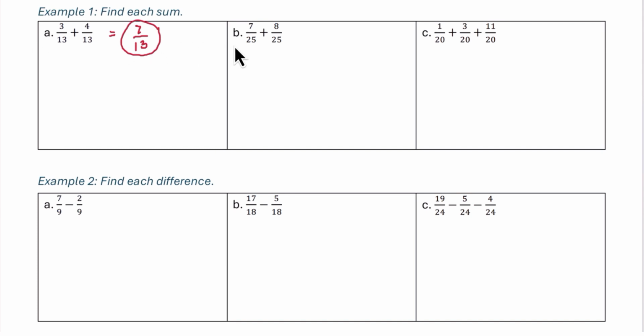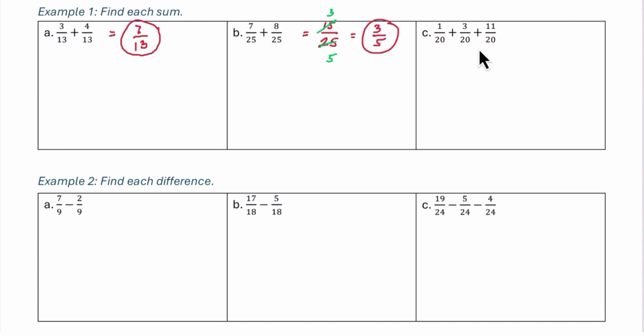In example B, we have 7/25 plus 8/25. Again, recognize the denominators are the same. We have common denominators. So we can add the numerator. 7 plus 8 is 15. And then we keep the common denominator, 25. And in this case, we can actually reduce this fraction because we have a GCF of 5. 5 will divide evenly into 15 3 times. And 5 will divide evenly into 25 5 times. Which means when we reduce, we get 3/5.